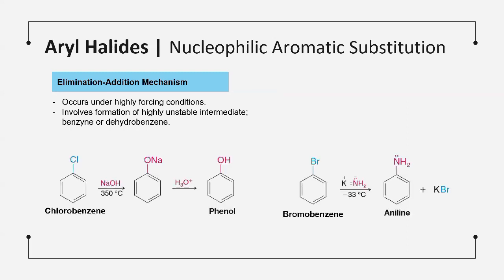So, ito, two examples, chlorobenzene and bromobenzene. The elimination addition mechanism for chlorobenzene is actually done at high temperatures. As you can see, for the reaction to occur, it needs to be at a temperature of 350 degrees Celsius. For bromobenzene, however, kailangan mo lang is a very strong base. In this case, is liquid ammonia.